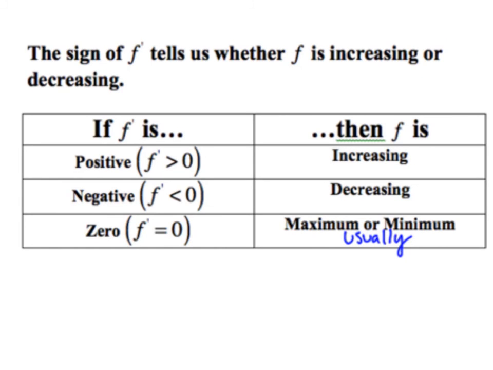So here's another way of saying what I said. We said if the derivative is positive, then the function is increasing. If the derivative is negative, then the function is decreasing. If it is 0, or on the x-axis, if the derivative graph is on the x-axis, then it is a max or min, usually. There can be another point there, which we'll talk about later. But this is important. Please write this down in your notes.